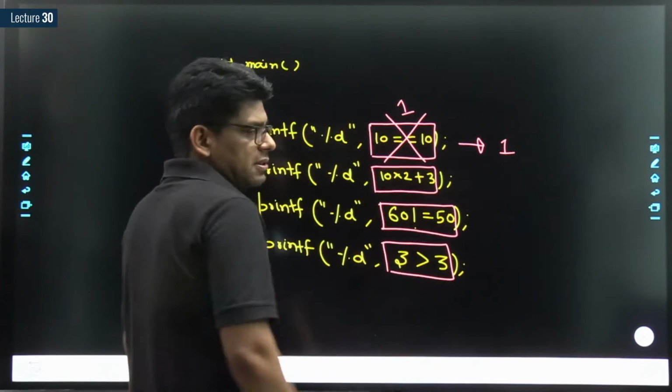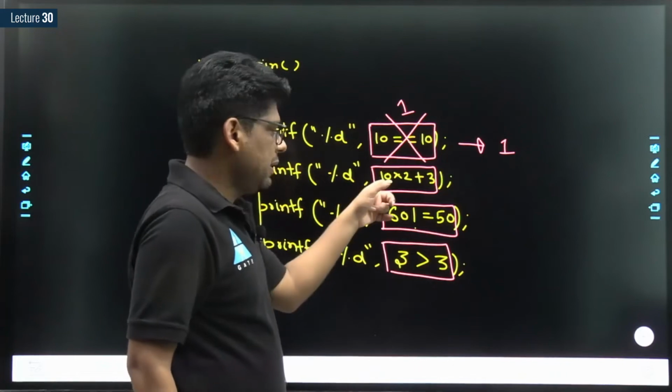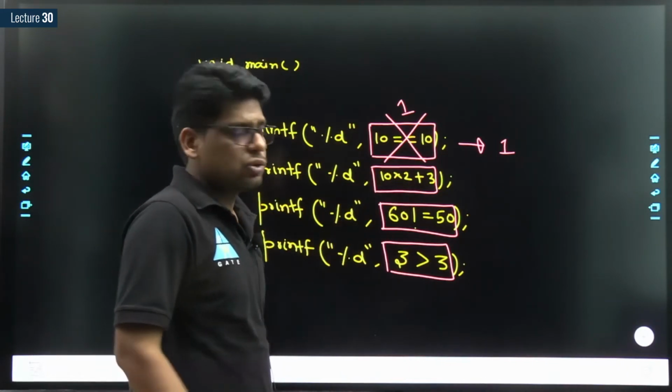Sir, 10 into 2 plus 3. On the basis of priority, multiplication will be performed first. 20 plus 3, that is 23, will be printed.